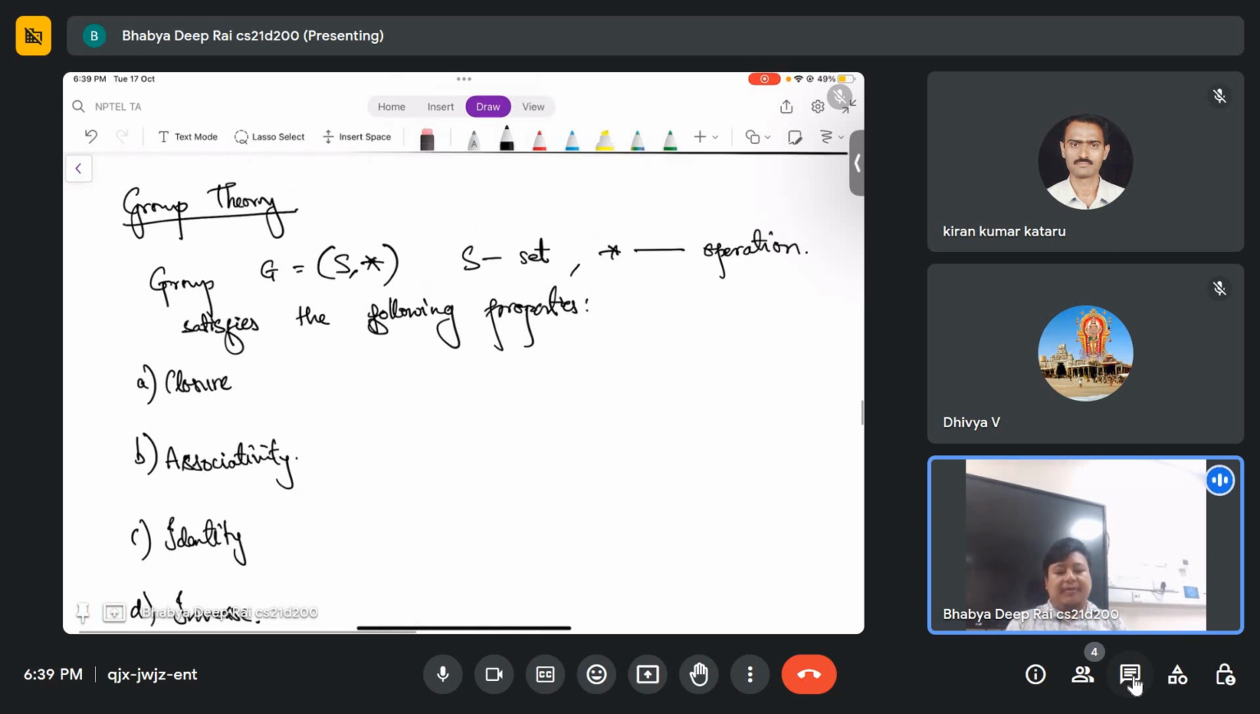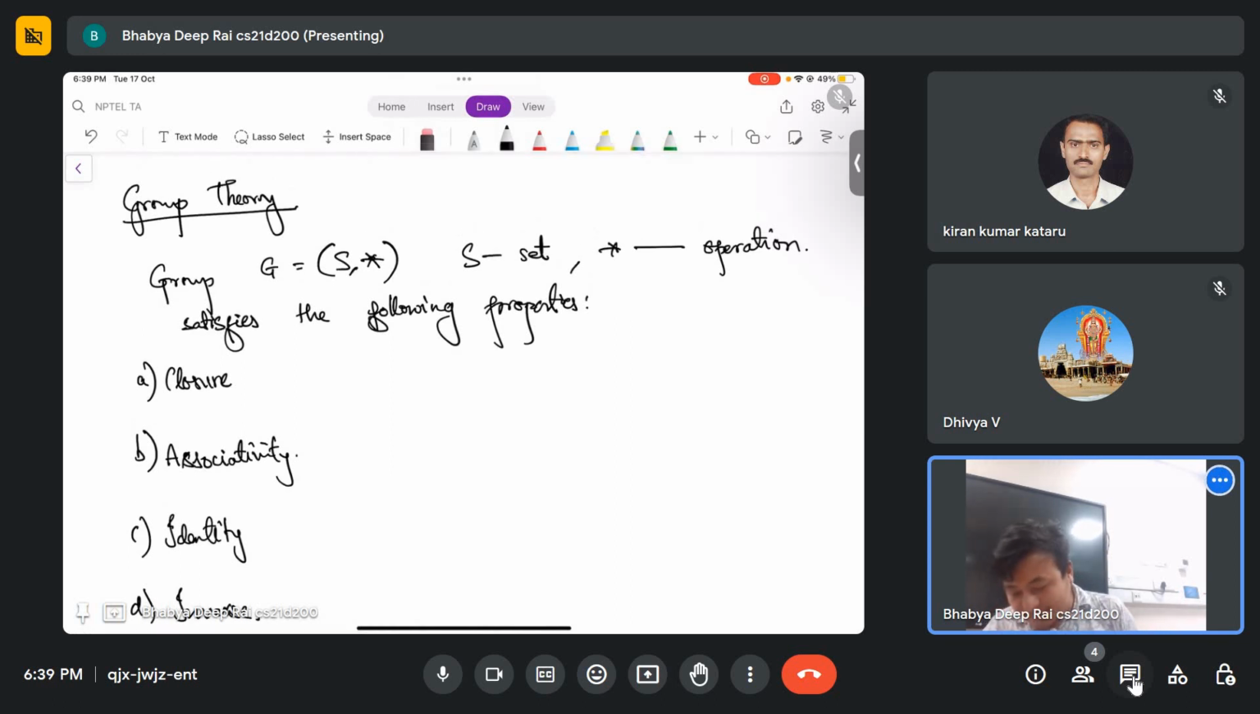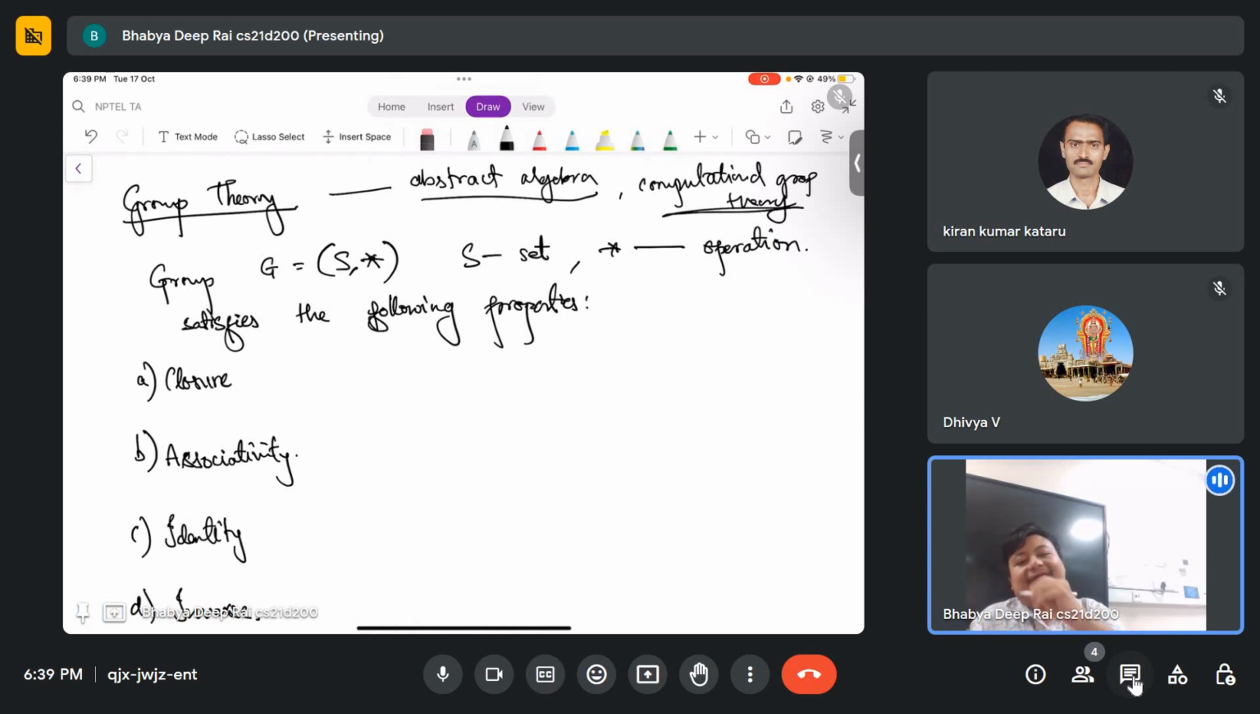So, now we'll look at group theory, okay? Group theory is an immensely interesting field. It belongs to a larger field of mathematics called algebra, or abstract algebra. It is the study of operations, but it's also the study of symmetry. You also have computational group theory, the field of computer science dealing with finding better algorithms to solve problems in group theory.